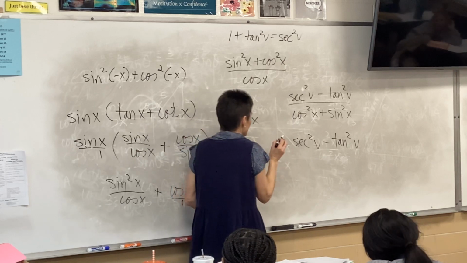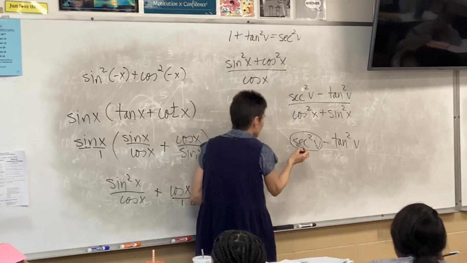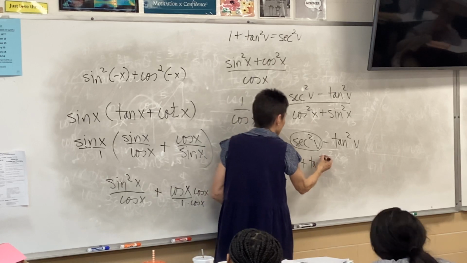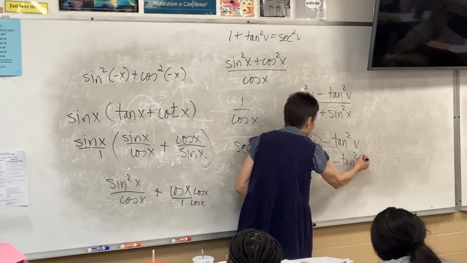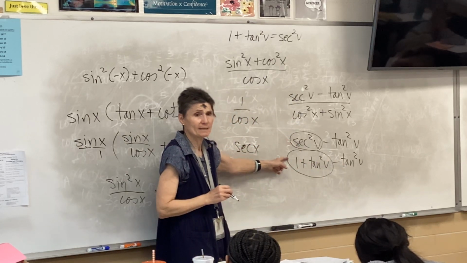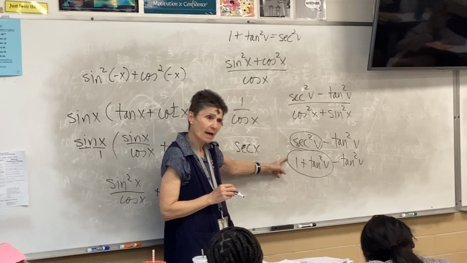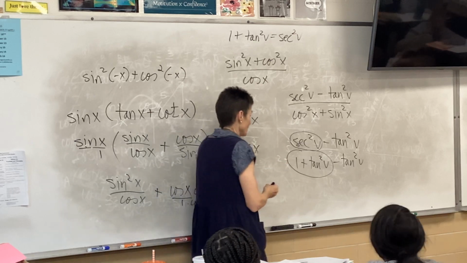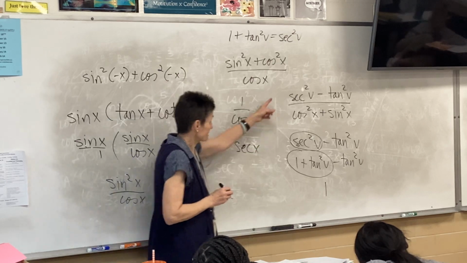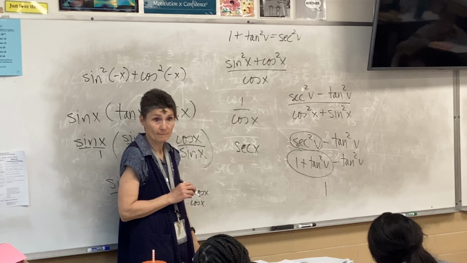So, could I take that right there and replace it with 1 plus tangent squared? Would that be okay? If I took that secant squared and replaced it with 1 plus tangent squared? Well, if I do that, what happens? The answer to the question is just 1. This hideous looking thing simplified down to just 1.